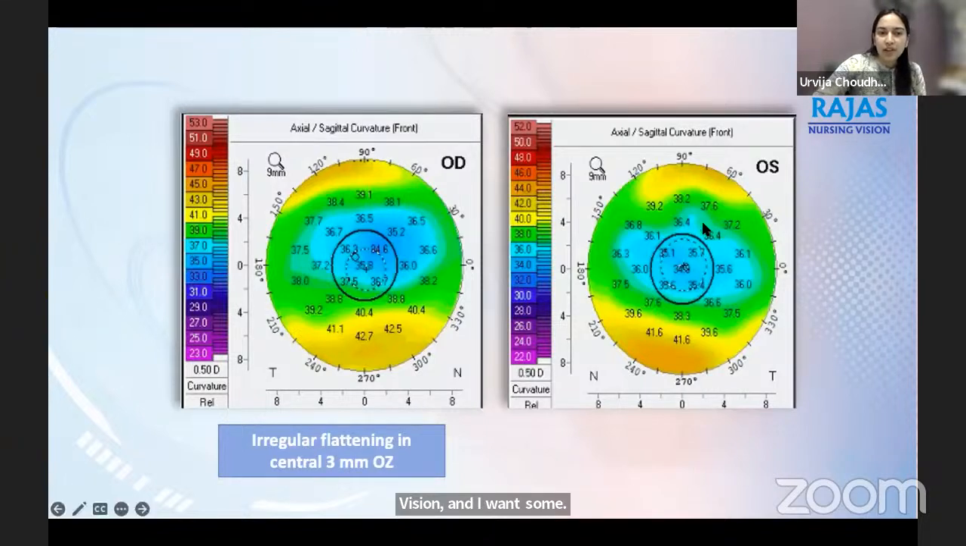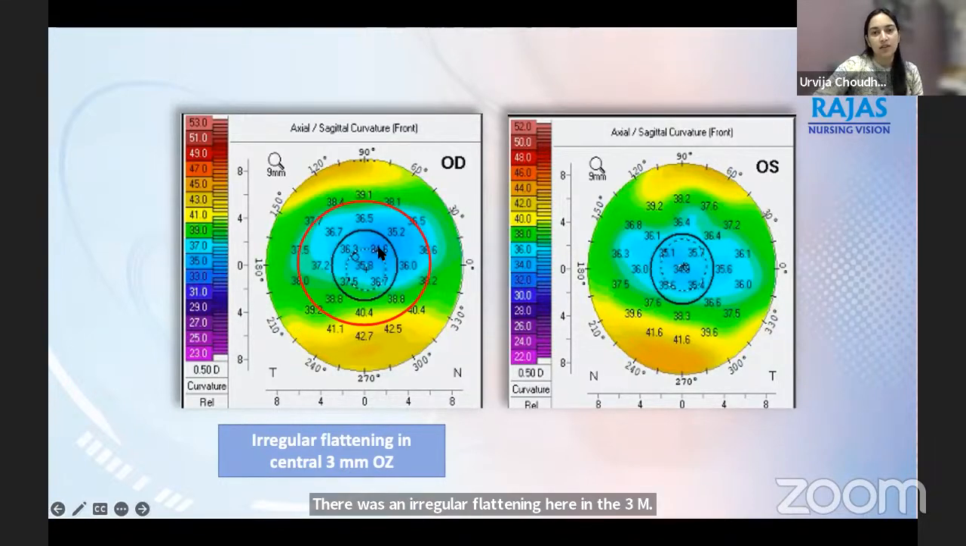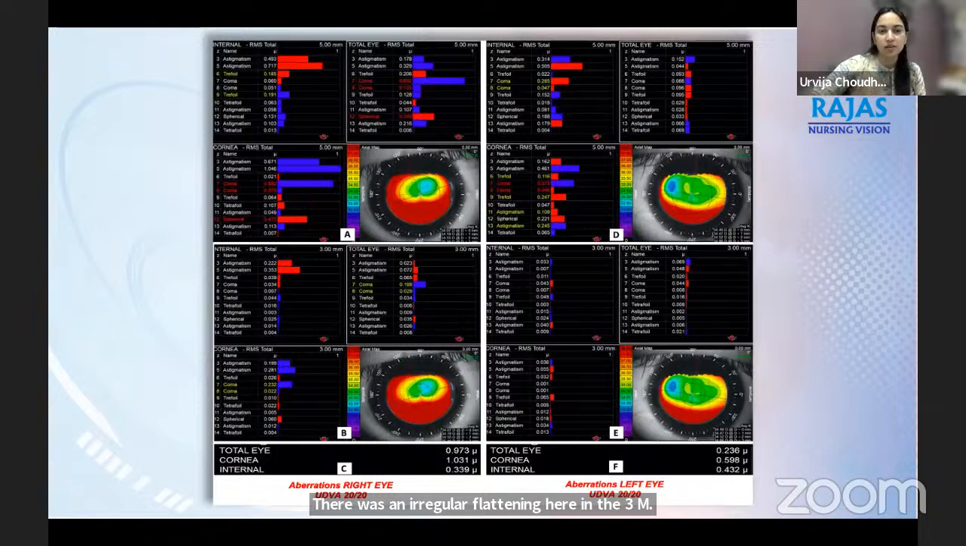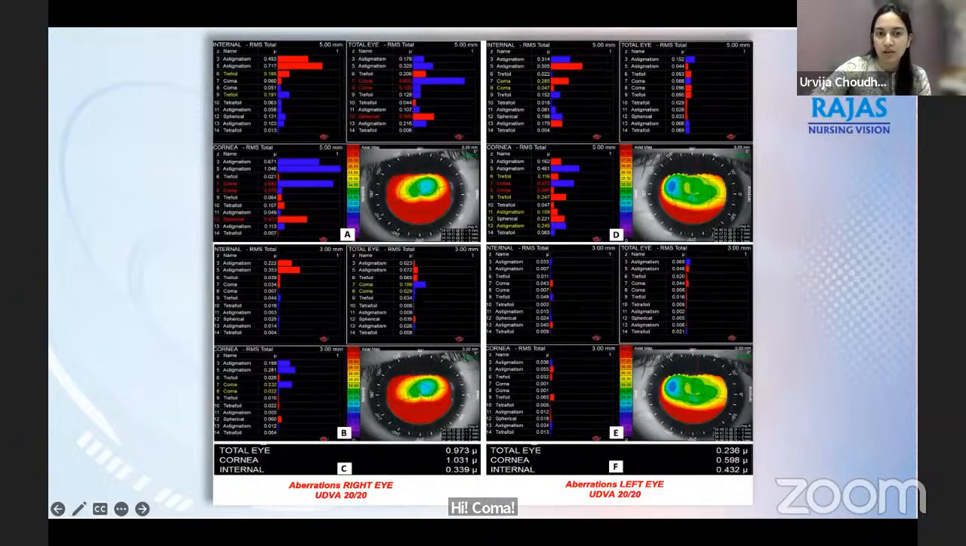There was an irregular flattening seen here in the 3 mm optical zone area. And it was coming in his optical zone. That is why it was creating all the visual distortions. When you see the eye trace map here, you will see on the right side, there is a high coma, high spherical aberration, high trefoil. Even in the 3 mm pupil area also, there are high order aberrations. The total high order aberrations were 0.9, and even the corneal aberrations were above 1 micron.